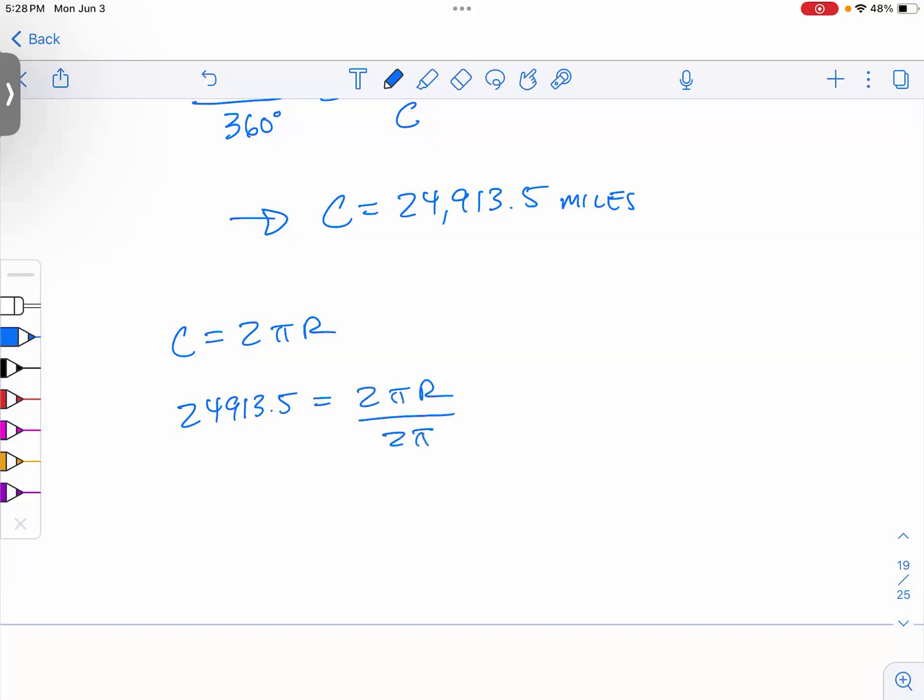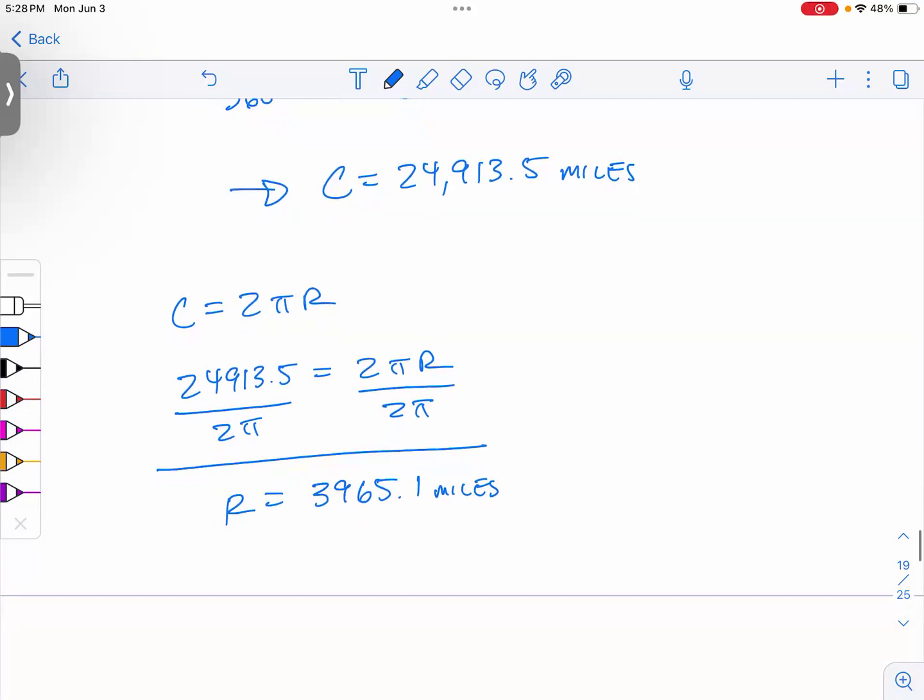Divide by 2 pi. And that gives us the radius of the Earth is 3,965.1 miles. And maybe at this spot it is; the average radius of the Earth is about 4,000 miles.